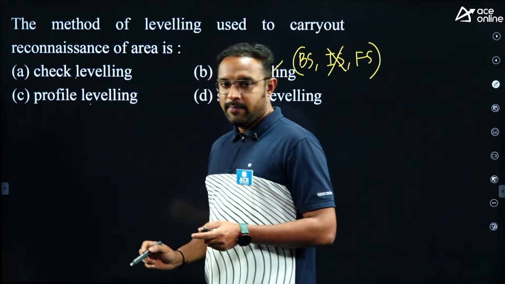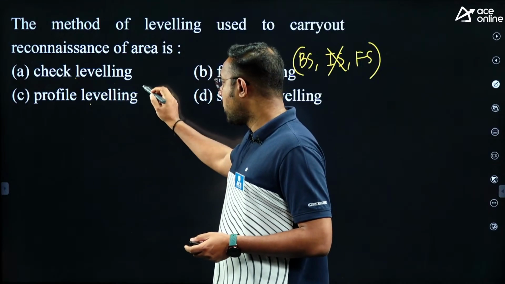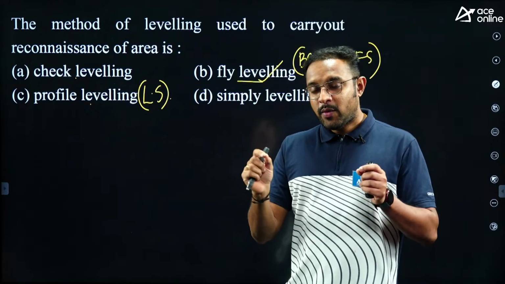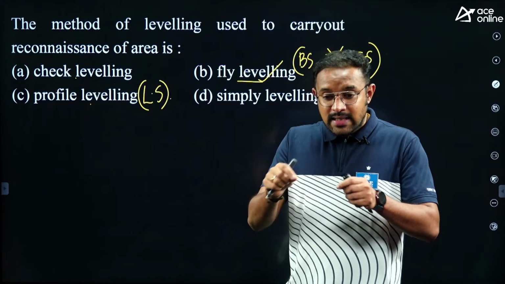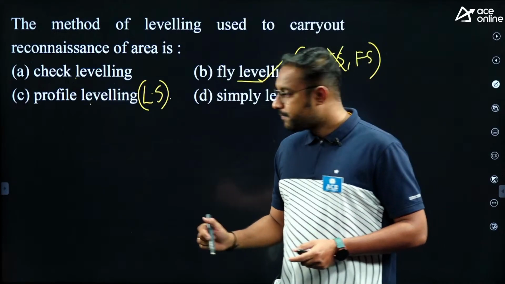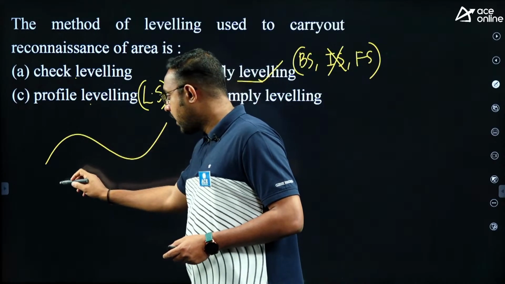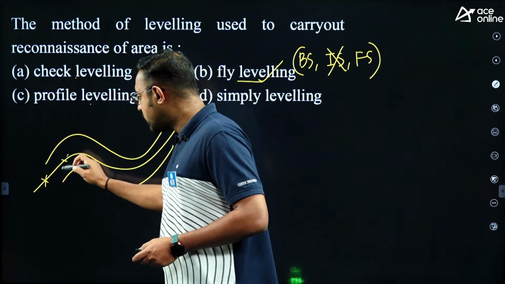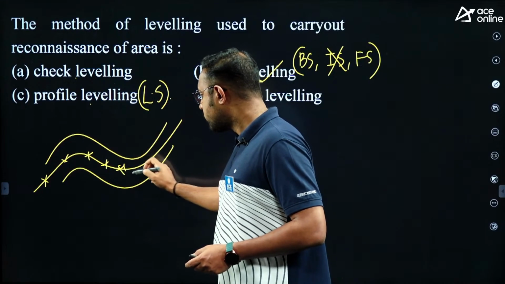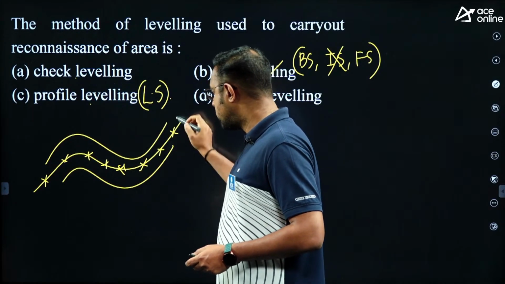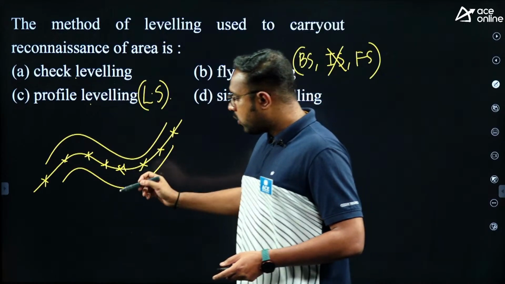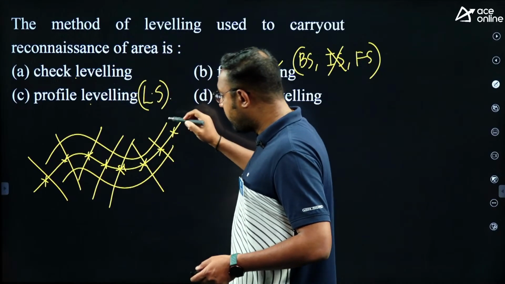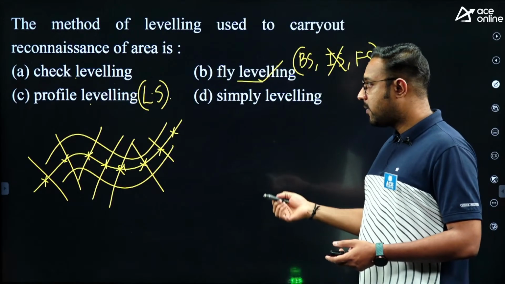When do I go for profile leveling? Profile leveling is also called longitudinal sectioning. Here I am trying to get the center line profile of a civil engineering work. For example, a road is going like this or a canal is going like this. Along the center line of this canal, at regular intervals, I will find out the reduced levels. So the center line profile I will get. Together with this longitudinal sectioning, we also do cross sectioning like this so that we can find out the areas and volumes. Estimates also we can find out.